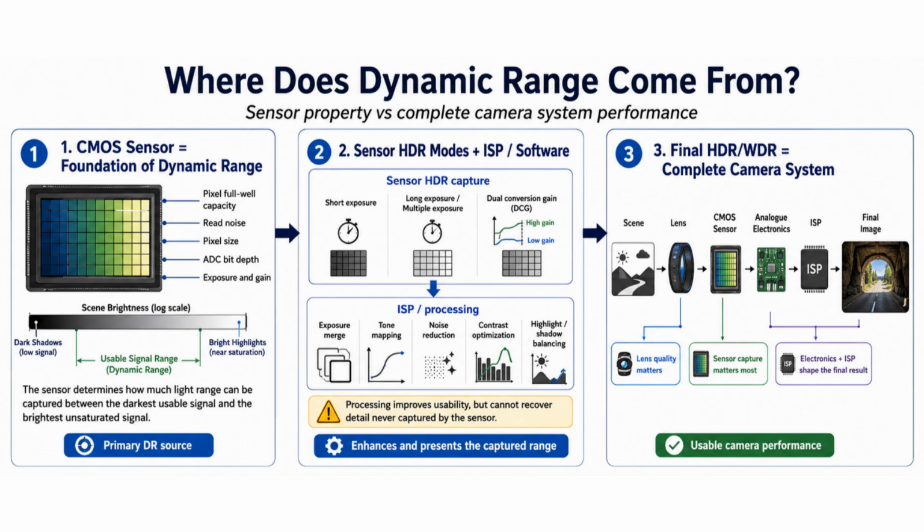balance highlights and shadows. However, software cannot restore detail that the sensor never captured. Finally, real-world HDR or WDR depends on the complete camera system, including the lens, sensor, electronics, and image processing pipeline. So the sensor creates the dynamic range foundation, but the complete camera determines the final usable HDR or WDR image.